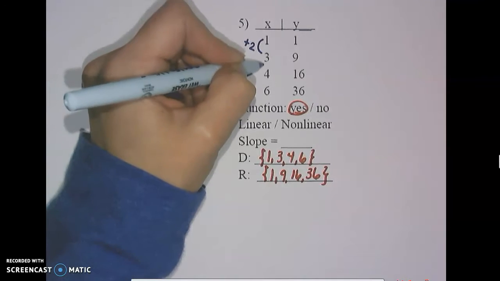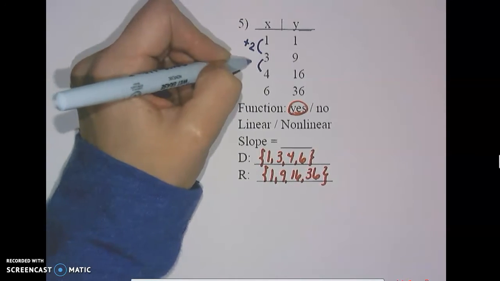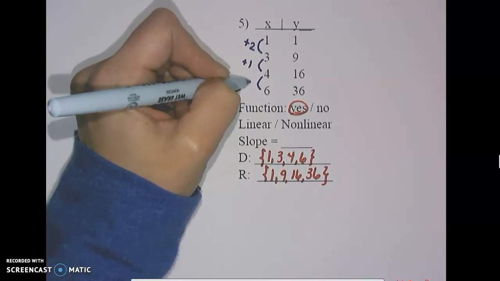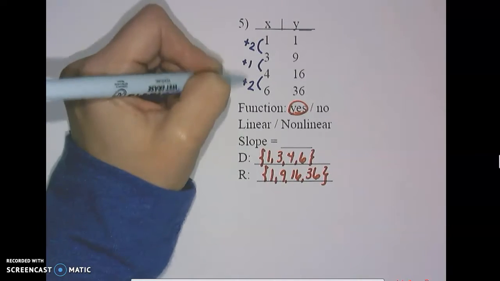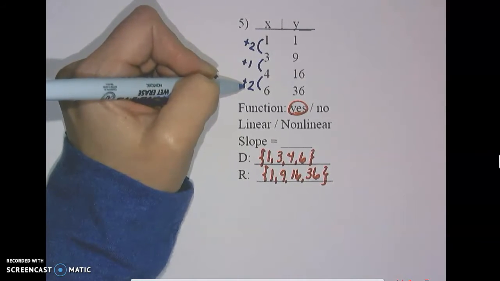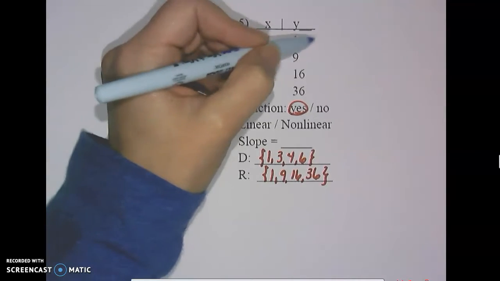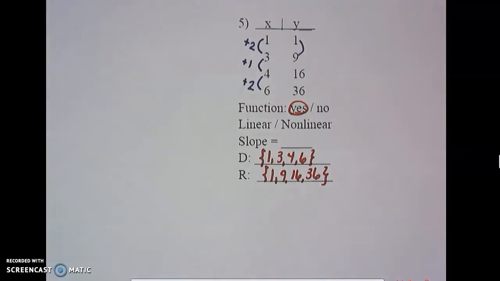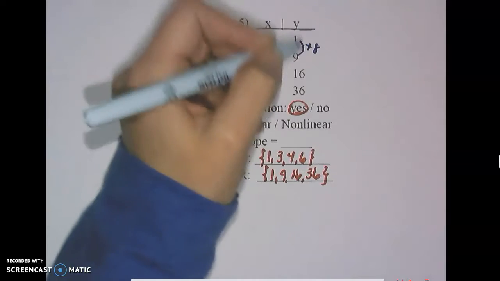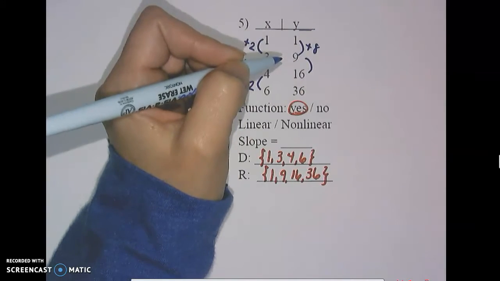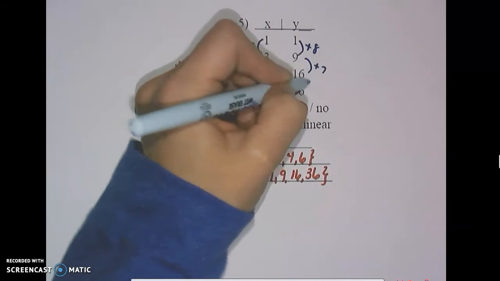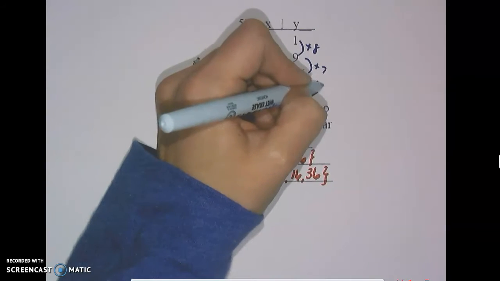So from 1 to 3, we're adding 2. 3 to 4, we're adding 1. 4 to 6, we're adding 2. Just because those aren't the same doesn't mean that this is not linear. Okay, so let's keep going. From 1 to 9, we're adding 8. From 9 to 16, we're adding 7. And from 16 to 36, we're adding 20.